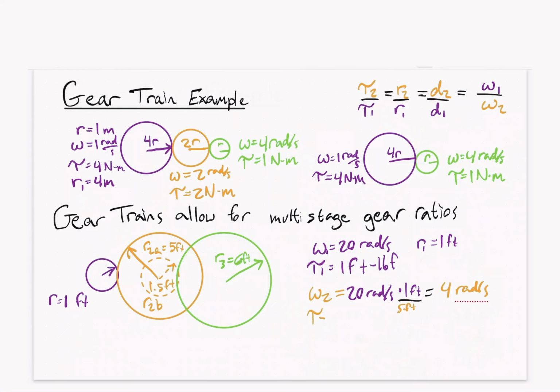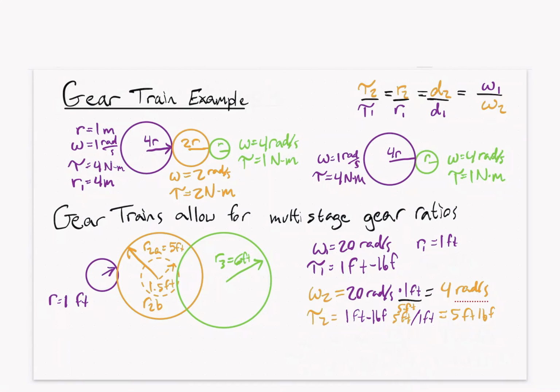Our torque 2 we can do in the opposite manner. So we'll take that original 1 foot-pound force. And we're going to divide by 1 foot and multiply by 5 feet. So that ratio is flipped when we go through this. And that gives us 5 foot-pound force. So as we expected, we saw that our speed decreased and our torque increased.